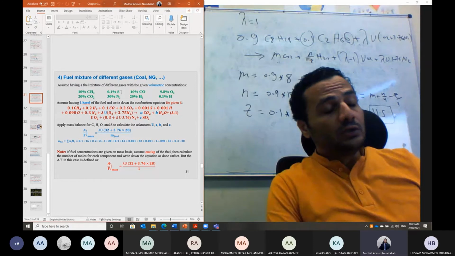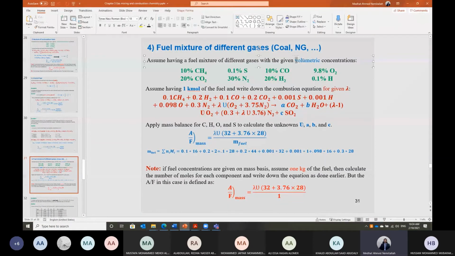If you look here, it will be just simple. If we have the volumetric concentration of the fuel, it will be the same way as we do. I will assume 1 kilomole of the fuel. But be careful, if we assume 1 kilomole, this is the percentage out of 100. So when I assume 1 kilomole, I have to divide each number here by 100. Okay? So let's say here we have 0.1.